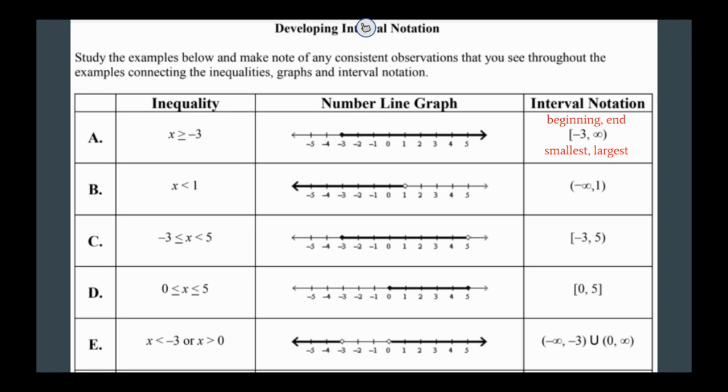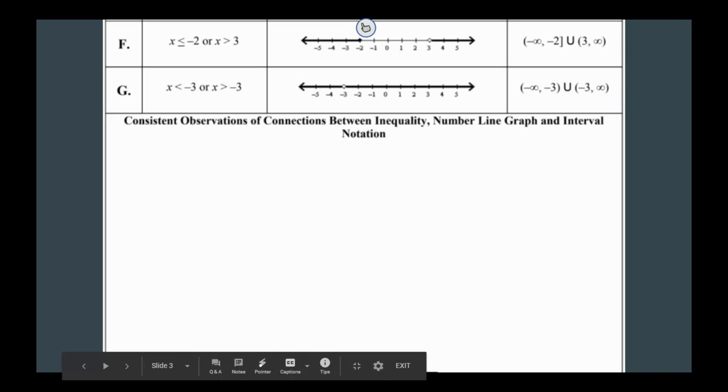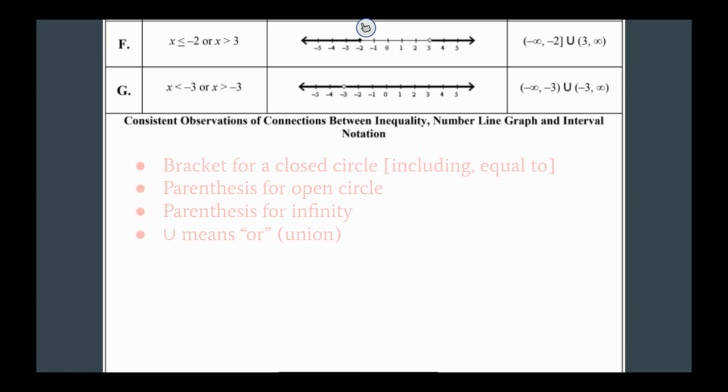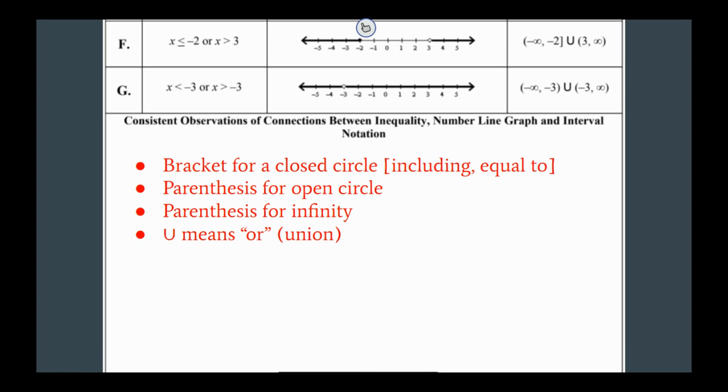And then if you notice right here when there's a U, what word is over here? Or. Okay? So that U really means or. And it's called a union. Okay, the U means union. It means or, it'll show up every time there's an or, you'll have a union.